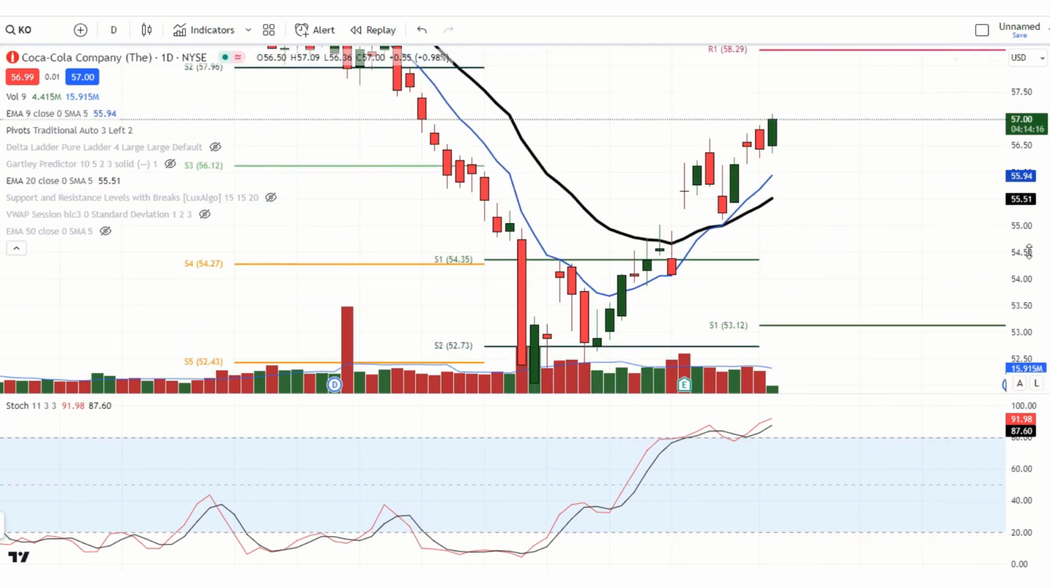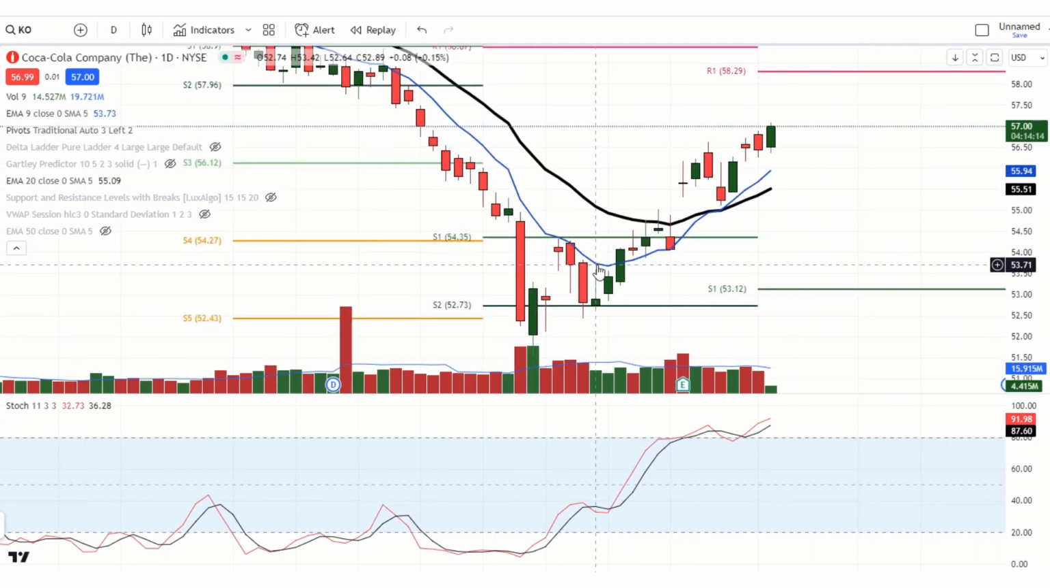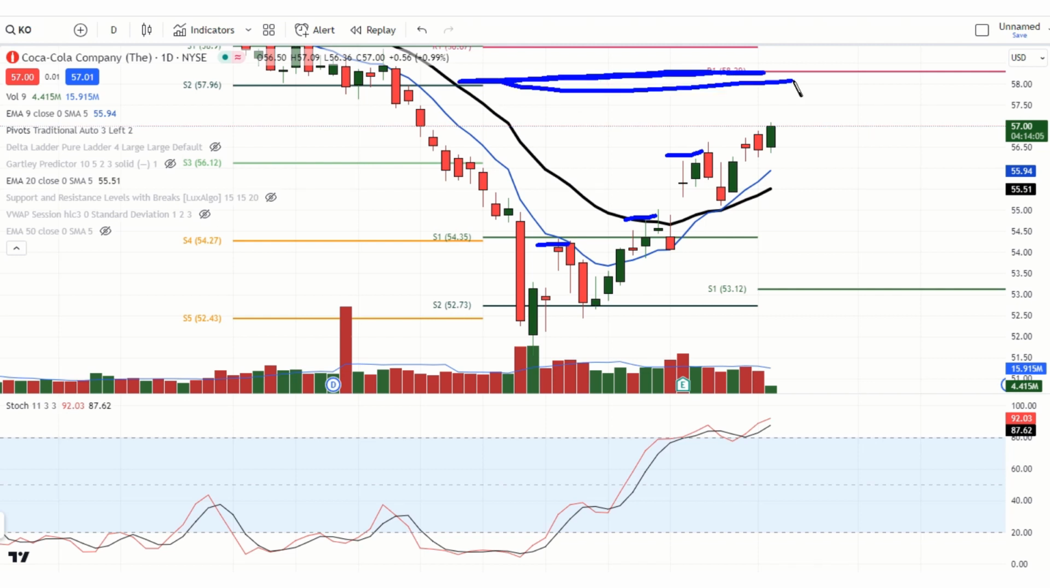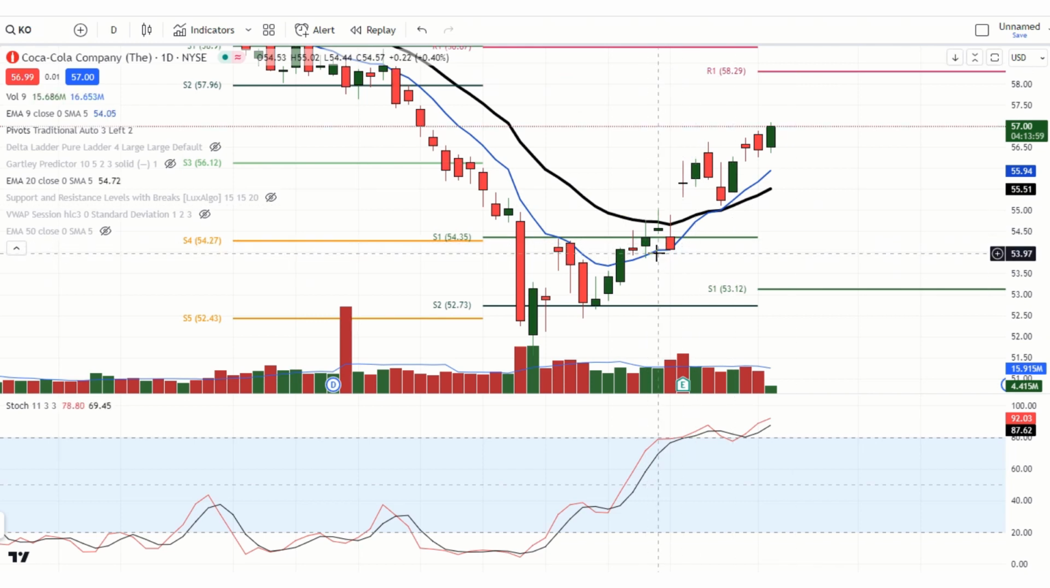As we're going up, 1 peak, 2 peak, 3 peak, and we're heading up into the 4th peak, and then we have tons of selling right up here at the $58 price range on Coca-Cola. Now let's go to McDonald's.